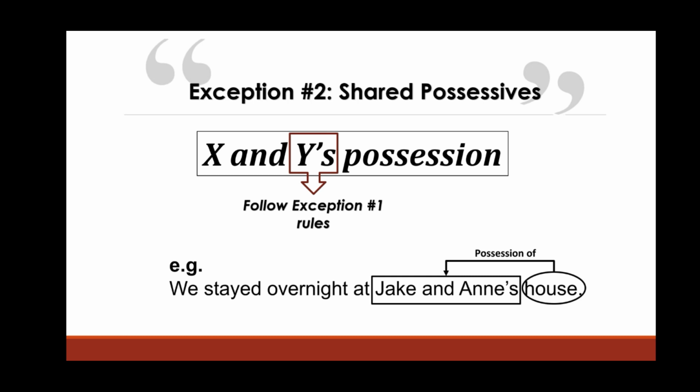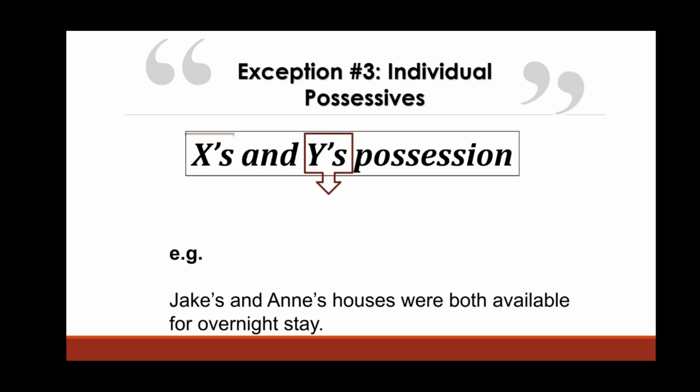And in this case, si Anne. Okay? In contrary, paano naman kung may kanya-kanyang bahay si Jake at Anne o yung tinatawag nating individual possession? Well, madali lang tong tandaan. Since kanya-kanya na sila, dapat lang na kanya-kanya rin ang possessive form. Let's go to our example here. Jake's and Anne's houses were both available for the overnight stay.